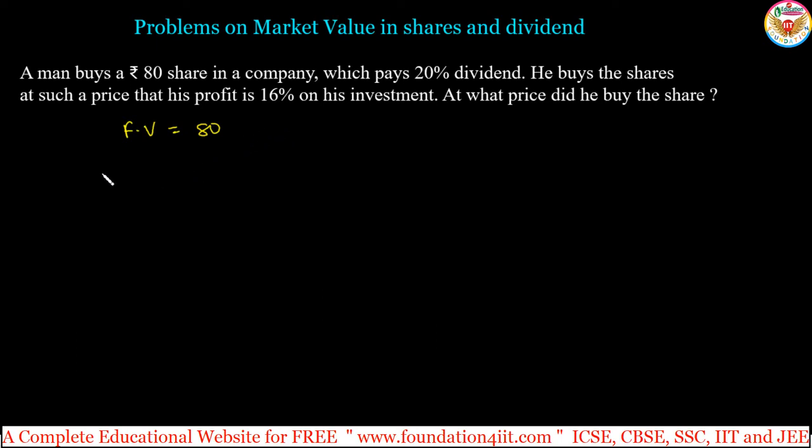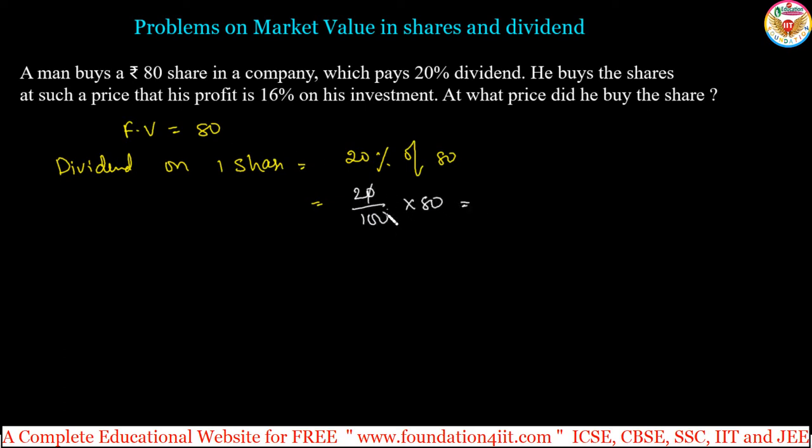That means the profit or dividend given by the company on one share. Dividend on one share is equal to 20% of this 80. 20% of 80 is 20 by 100 into 80. Cancel this, calculate: 16. Rupees 16 is the dividend on one share. So the profit given by the company on one share is rupees 16.